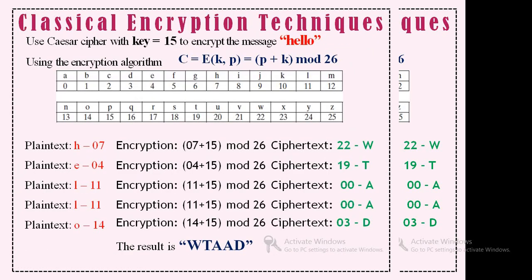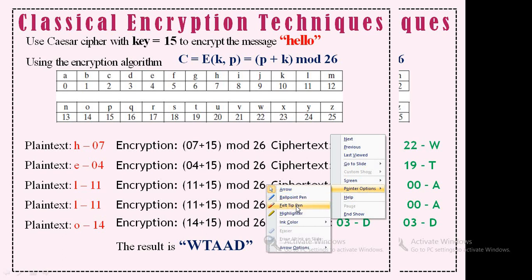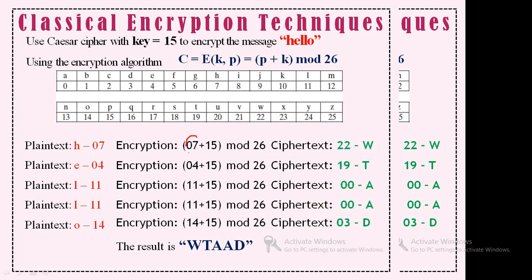Based on that, we touched upon this example of encryption, where the message hello is encrypted so that now the message is WTAAT. Here this 7 is appearing because the plain text is 7, so basically this is my P. And K over here was given as 15. That is, the key was given as 15.